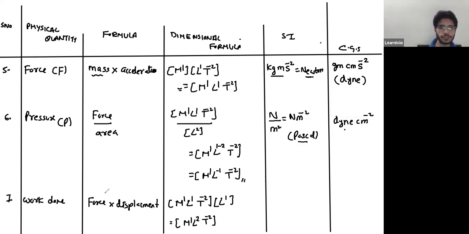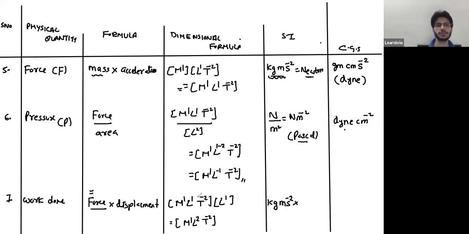Now, the SI unit. I'm writing these detailed units because you will need them in some numericals of NCERT. Even for solving NCERT, you will need the detailed unit of force and of work done. So the detailed unit of force is kg meter per second square.